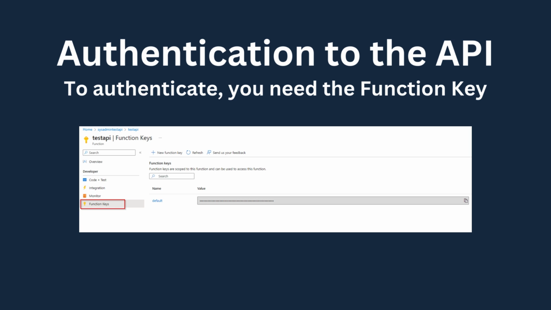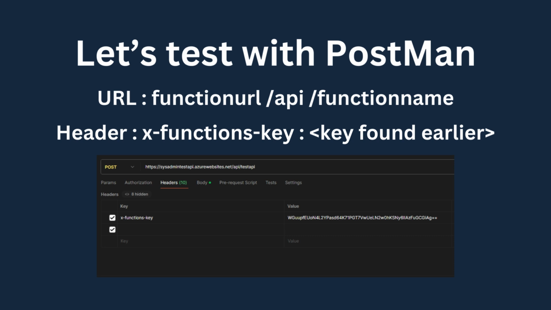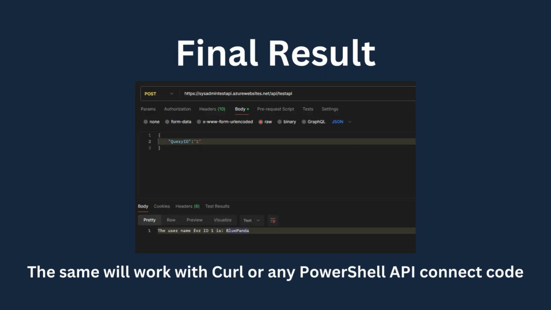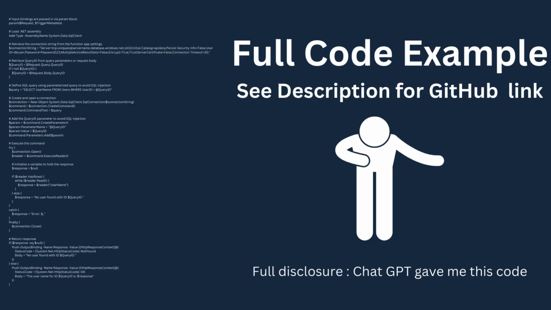To secure the API, you need to authenticate when calling it. You will need the function key for this. Copy this key and save it in a secure location for use in testing. If you don't have Postman, download it and create a new post HTTP call. Add the URL of your Azure function with a /API and / with the name of your function. Add a new header named x-functions-key and paste the key you copied earlier. Just as with the test earlier, build the JSON query with the query ID, which is the user ID, and click send. You should see the same result. And there you go. You have your own PowerShell API now.